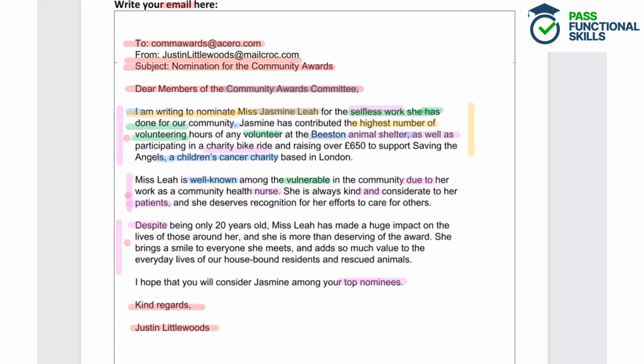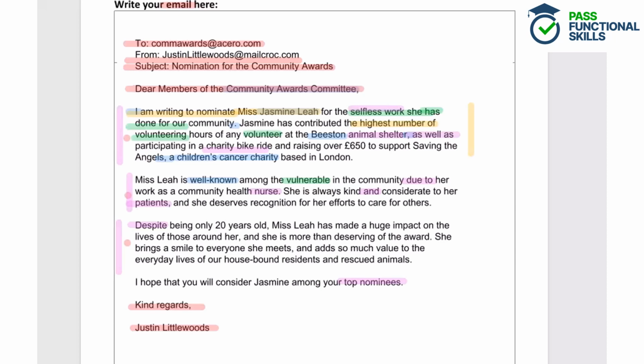So we've got that as well as, and then we have some more connectives such as due to give a bit of an explanation. And we've got and used throughout to add some more information, to add more detail. And then we have despite, which provides a contrast. So she's only 20 years old, but she's made a big impact on the community. So try your best to use a range of connective words to make your sentences more complicated and to make sure that you're joining up your ideas so that they flow.